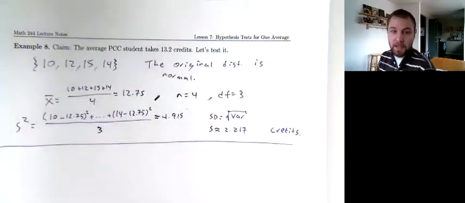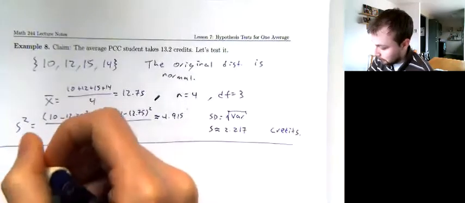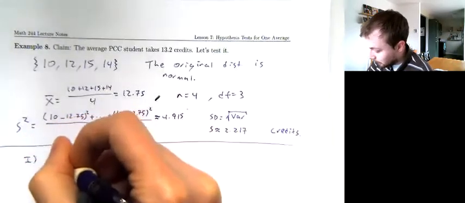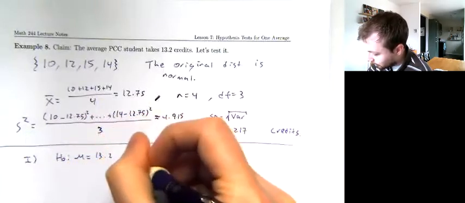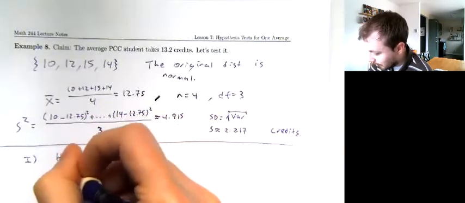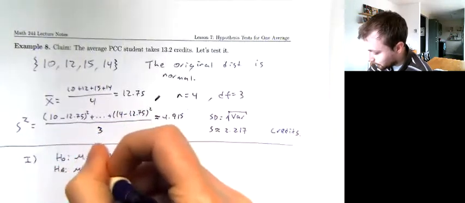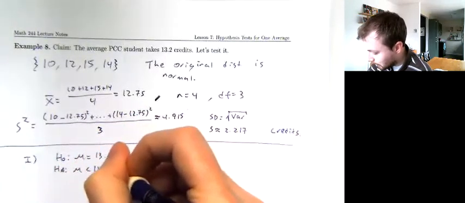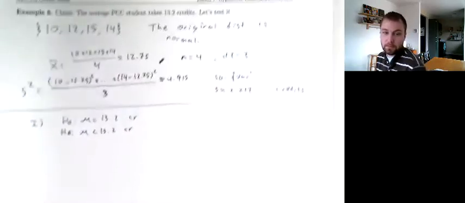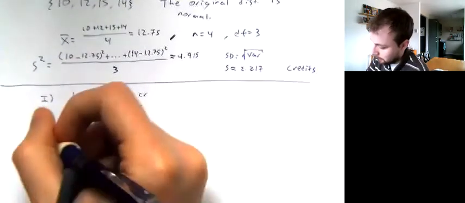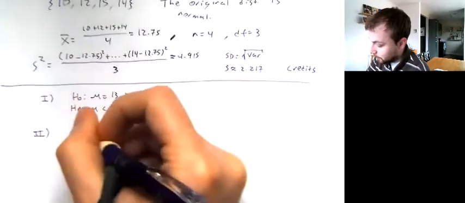So let's test the claim that it's less than 13.2. For the first step, they're claiming an average of 13.2 credits. This will be the last time I write down units in this problem. Alternative: less than 13.2 credits. Second step, we'll come up with our model.